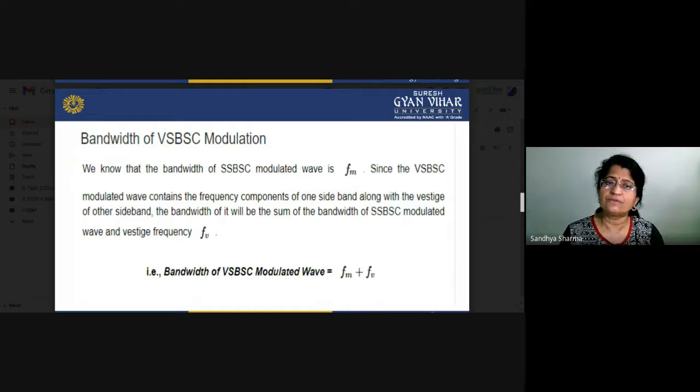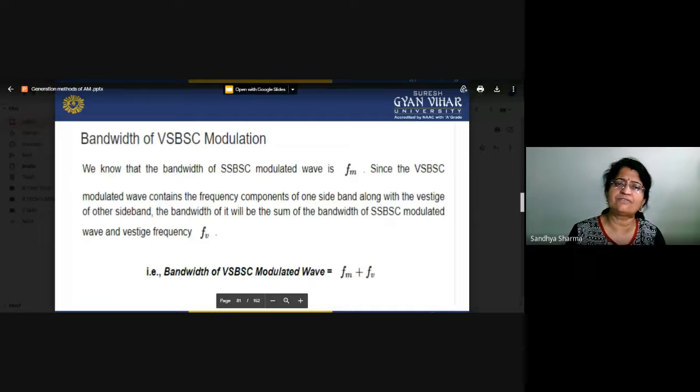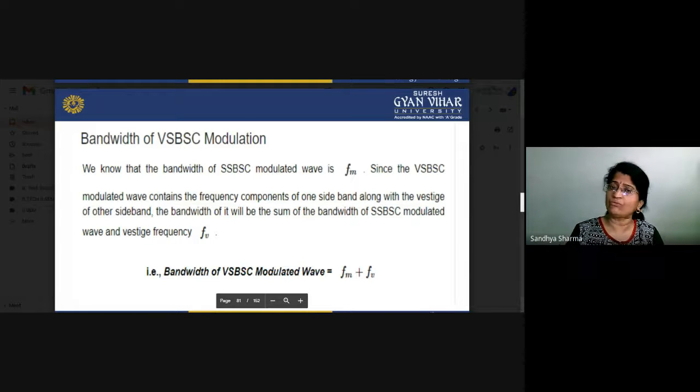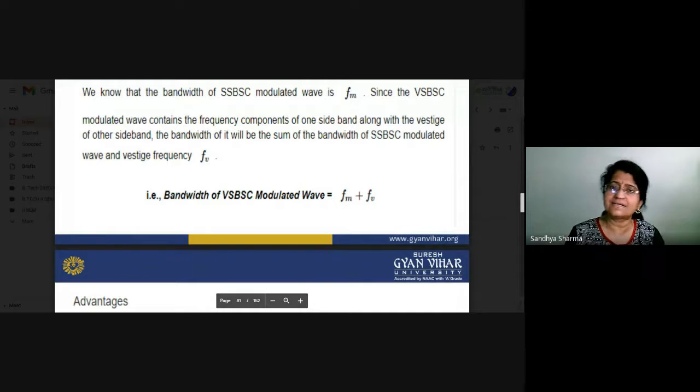When we are working on the VSB-SC pattern, we have the frequency component of one sideband along with the vestige of the other sideband. We will indicate that frequency with fv. So you require the complete fm frequency for transmitting the complete sideband, plus you also require some extra bandwidth, fv, for transmitting the small part taken from the other sideband. So the bandwidth requirement is a little bit more than SSB and less than the DSB system.